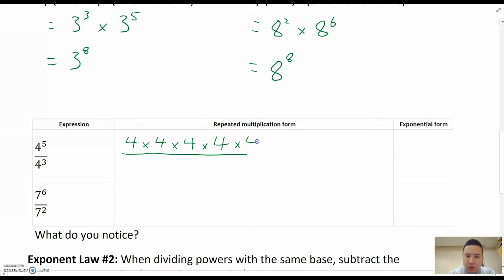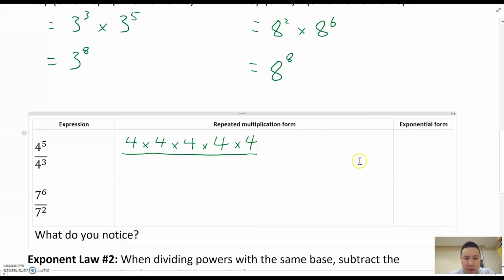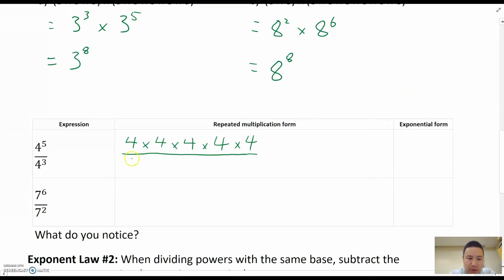So there you go. That's on top, right? 4 to the power of 5. Underneath, we have 4 to the power of 3. Now I'm going to line these up so that the 4s are directly above one another. If we take a look at this, we have a bunch of 4s on top, a bunch of 4s on the bottom. And we know that we're taking the top number divided by the bottom number. So a lot of these 4s are actually going to end up canceling each other out.